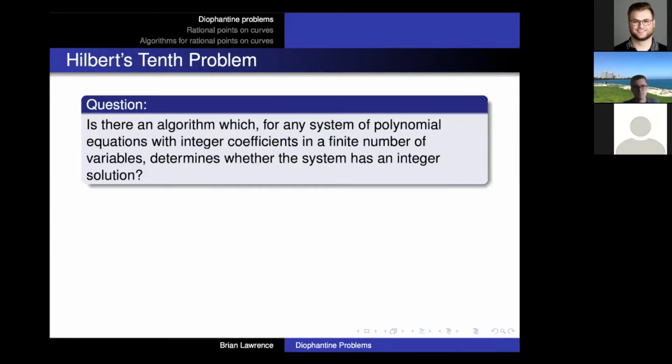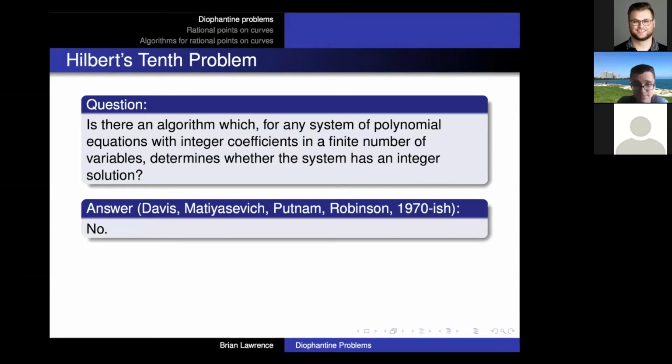And around 1900, Hilbert kind of posed the general problem of saying, well, is there an algorithm that will just deal with any Diophantine problem? So I hand you a system of polynomials, let's say with integer coefficients, infinitely many variables, and I ask you to tell me whether the system has an integer solution or not. And in this generality, the answer is no.